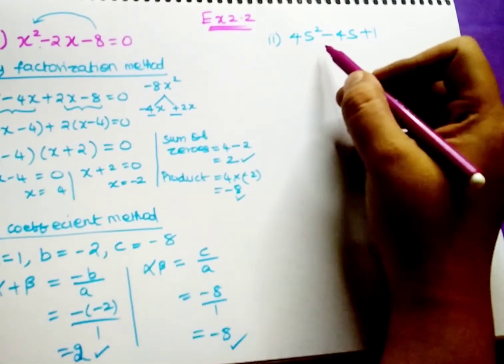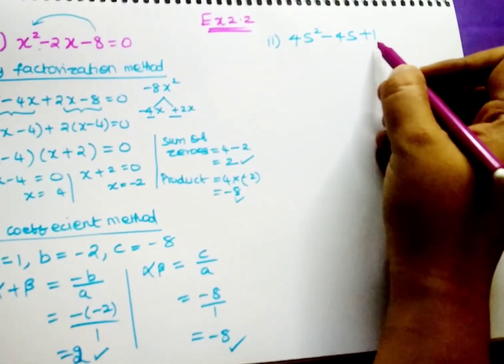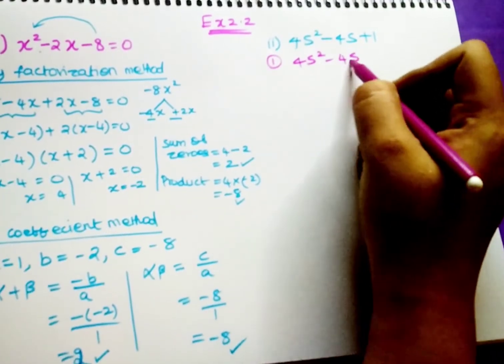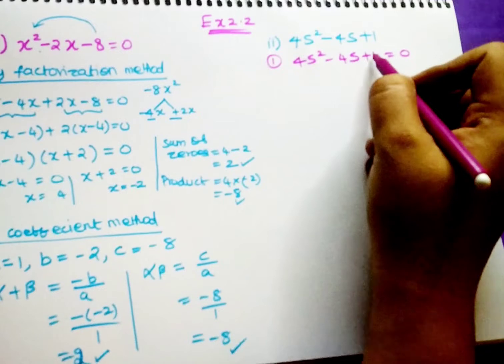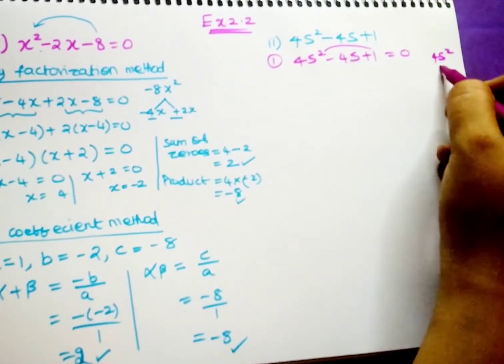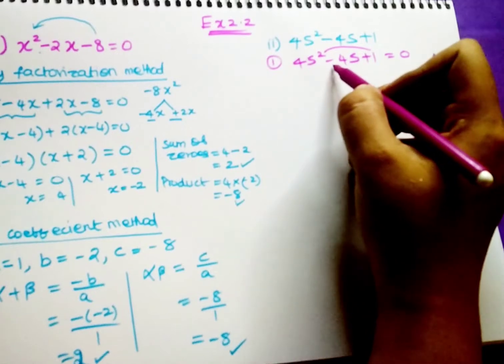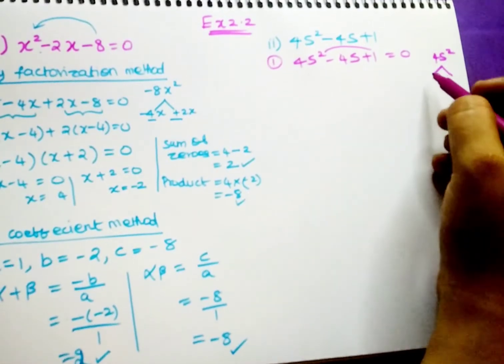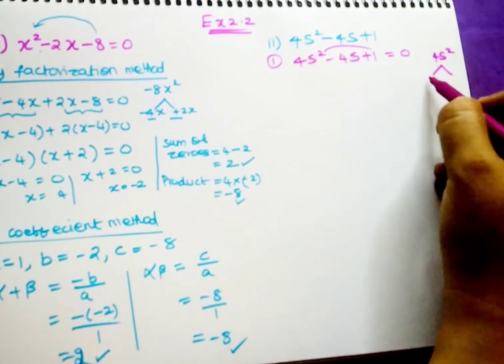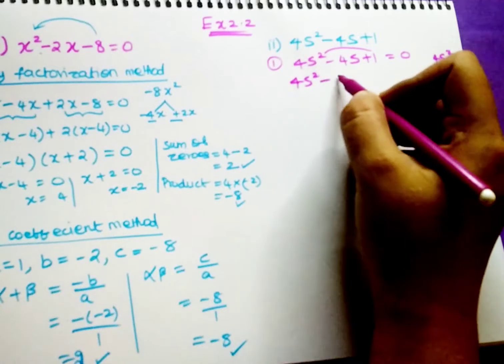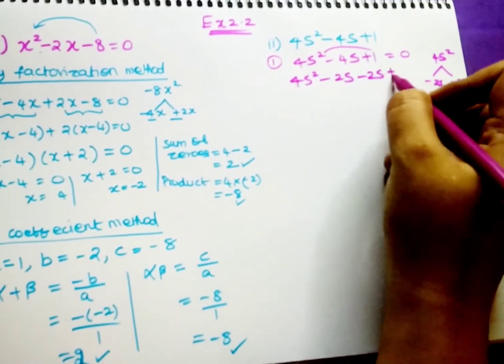Second subdivision, 4s square minus 4s plus 1. So first by the factorization method, we equate to 0. The same as the previous question, we will multiply the constant and the s square term. So 1 into 4s square is 4s square. Here in between we have minus. So the product is plus, which means both the numbers should be negative or positive. As we have minus, we can write it as minus 2s minus 2s. So 4s square minus 2s minus 2s plus 1.